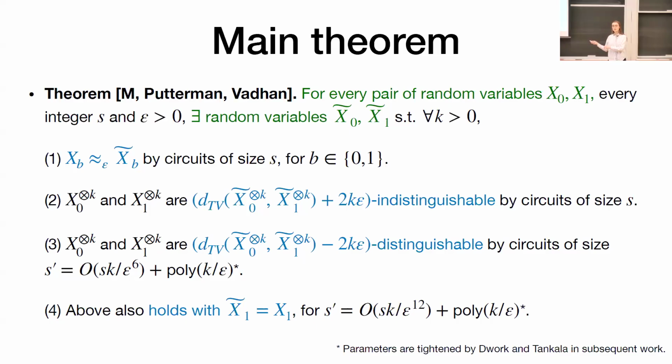So why might we want to only have one intermediate variable? There are some settings, such as when x1 is uniform, that have special meaning when we're looking at computational indistinguishability. When x1 is uniform, computational distinguishability is measuring pseudo-randomness, and setting x1 tilde to x1 allows us to study other relevant notions of distance when we're looking at the number of samples that we'll need. And the circuit size increases slightly as well, but this is only by a polynomial amount, so it still provides a characterization.